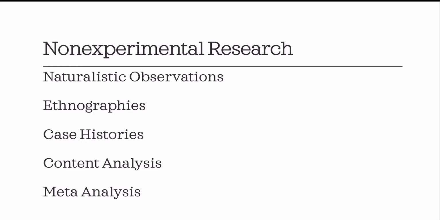This is the kind of lecture that I just like to call a laundry list lecture. I'm giving you 5 different kinds of non-experimental research methods, and I'm just going to talk a little bit about each one. I'm going to describe it and give you an example of each type. I'll talk about naturalistic observations, ethnographies, case histories, content analysis, and meta-analysis. So let's start. Naturalistic observations.